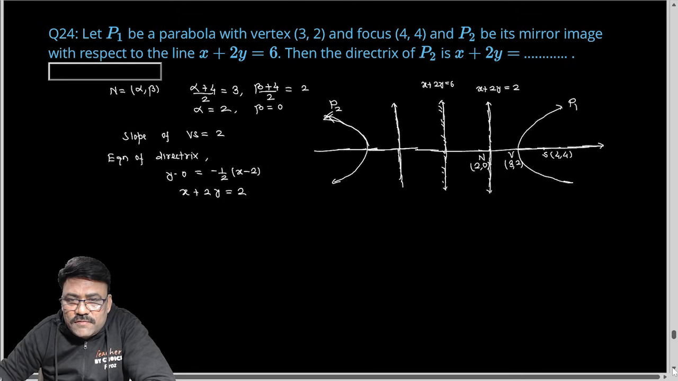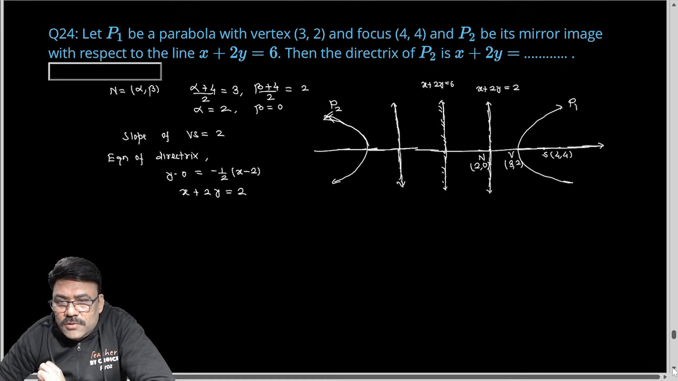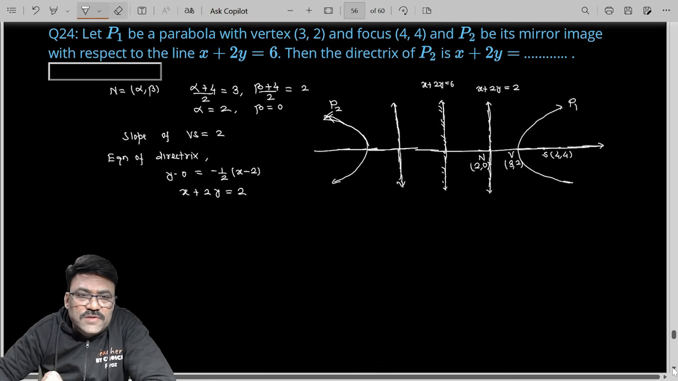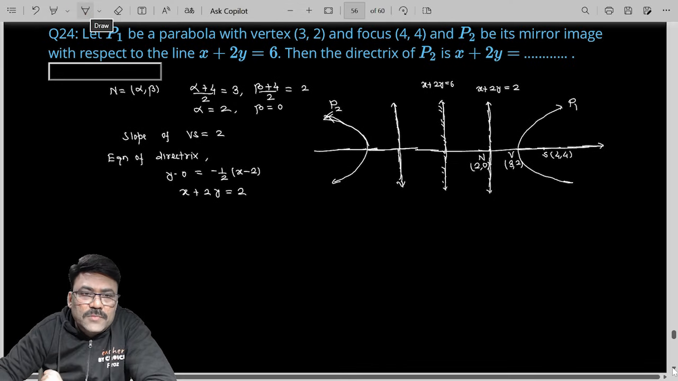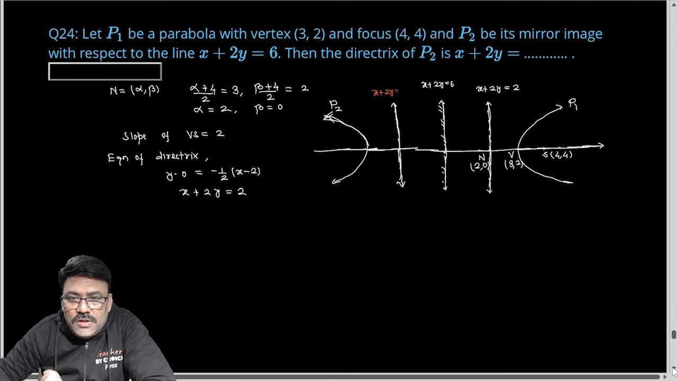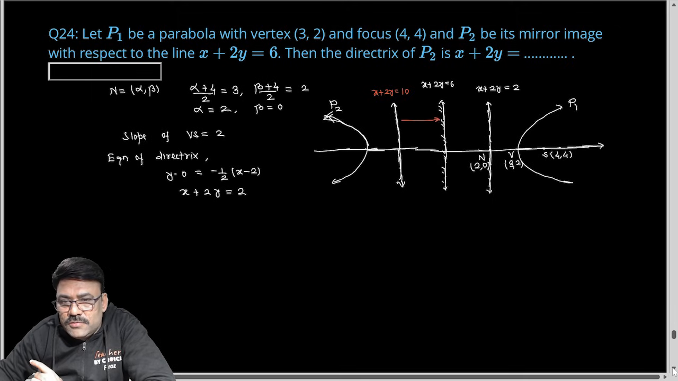You can see that all three are parallel lines: the original directrix of P1, the mirror, and the directrix of P2. The distance between the first two must equal the distance between the last two. Here x plus 2y is 2, and here x plus 2y is 6, so the gap is 4. So the directrix of P2 will be x plus 2y equals 10, since 2 and 4 is 6, 6 and 4 is 10. So 10 is the answer here.